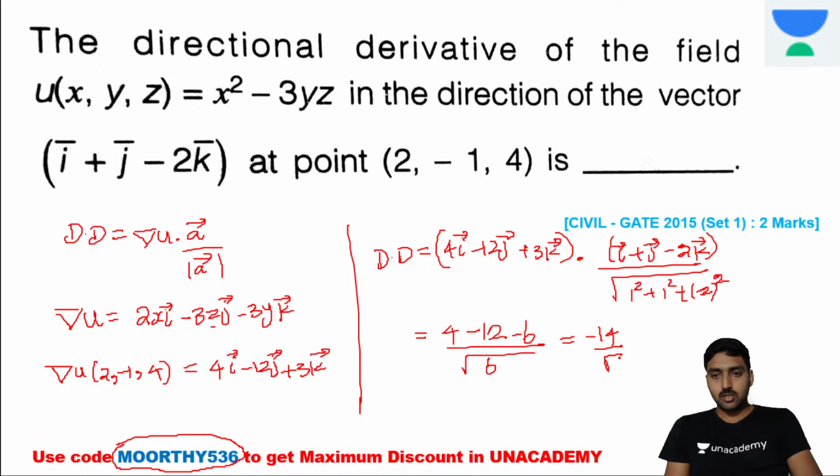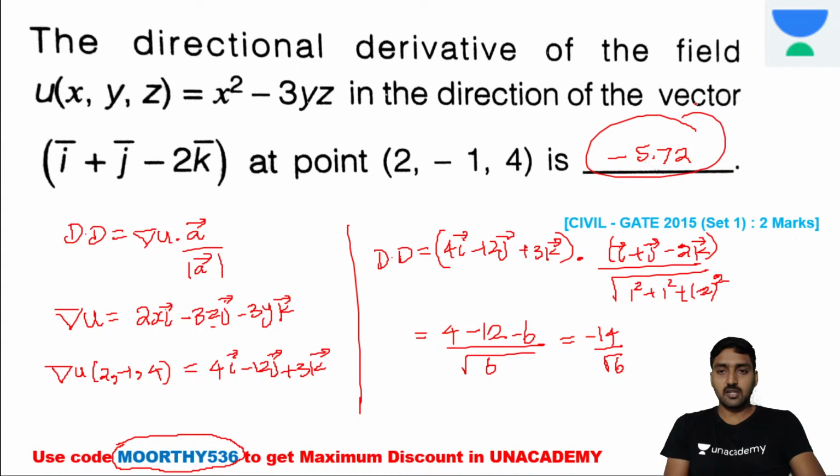We have to give the solution in terms of decimal points. Now take minus 14 divided by root of 6. It's equal to minus 5.72. So this will be the solution for the given question. It's the directional derivative for the given question. It's a GATE 2015 Set 1, 2 mark question from civil engineering. Very good answer. It's minus 14 divided by root 6.